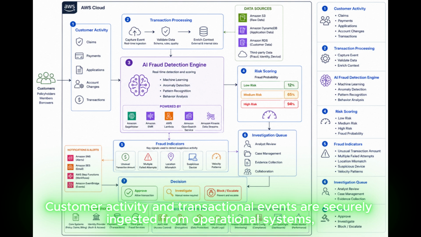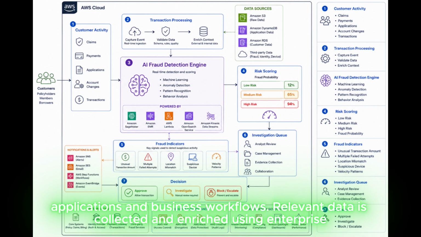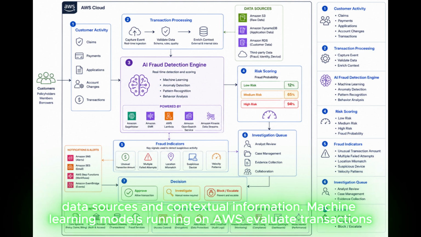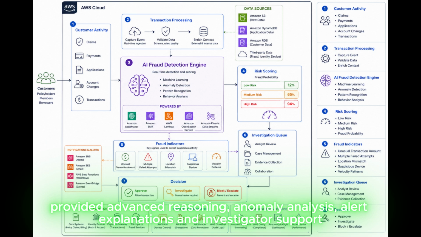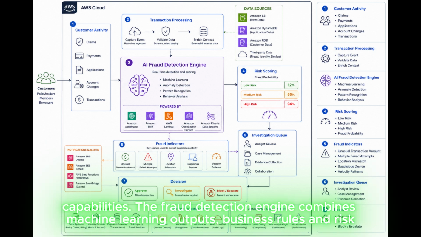Customer activity and transactional events are securely ingested from operational systems, applications, and business workflows. Relevant data is collected and enriched using enterprise data sources and contextual information. Machine learning models running on AWS evaluate transactions and generate fraud risk predictions. Amazon SageMaker, EMR, OpenSearch, Kinesis, and AWS Lambda provide advanced reasoning, anomaly analysis, alert explanations, and investigator support capabilities.